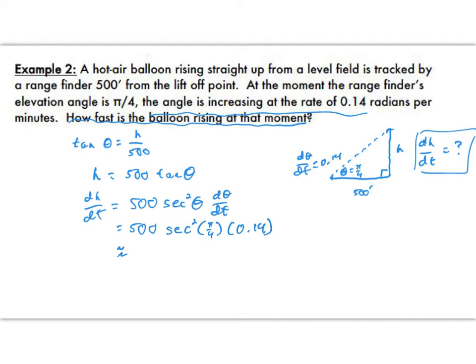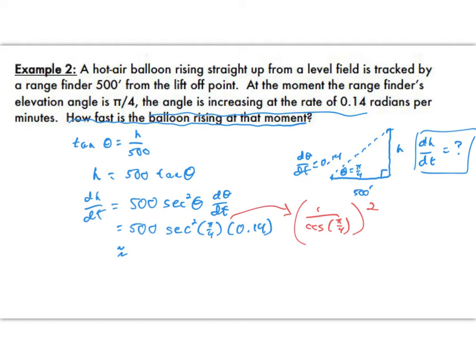Now, this may be a little challenging on a TI calculator. To get the secant squared, you'll want to take 1 over the cosine of pi over 4, and then whatever result that is, you'll want to square that. That's going to be the easiest thing for you to do in your calculator. Now, if you've got an Inspire or something like that, you can ask it to do secants for you, which is really quite nice if it's able to do that.